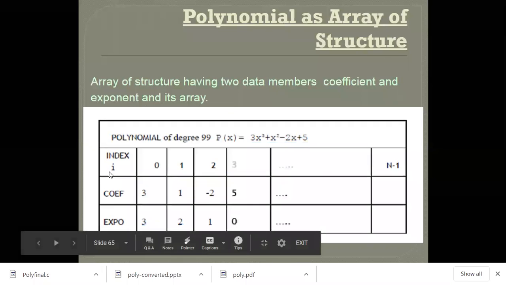Now again I am revising here. We are storing the element at index zero, coefficient and exponent, multiple values. This will not be possible using only a single array. It requires an array of structure type. I hope everyone agrees with this. We are going to see how it is done in the next one.